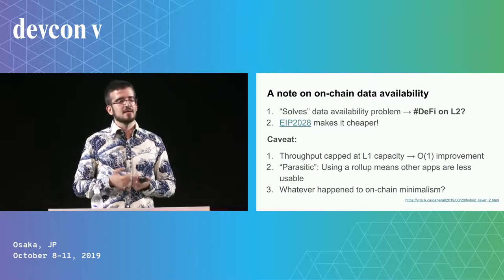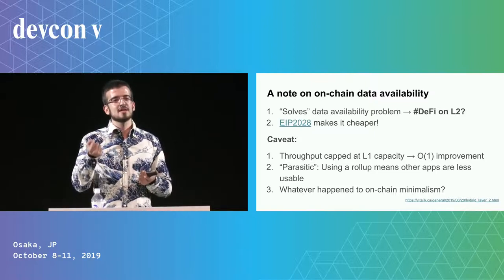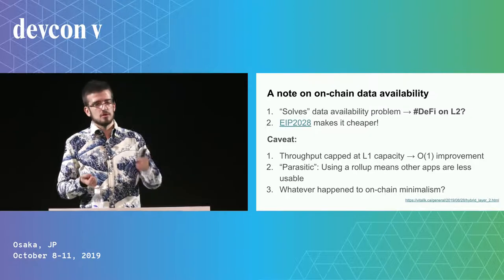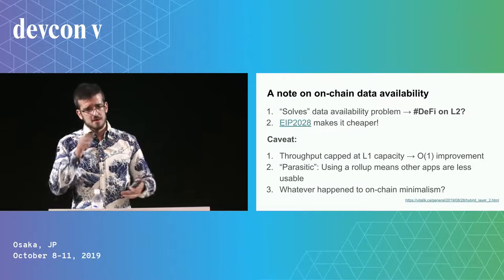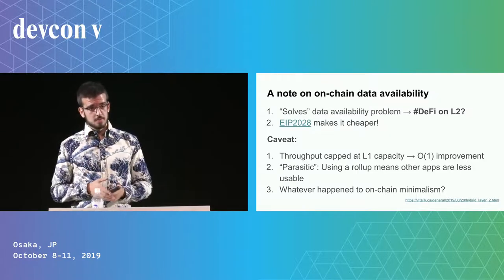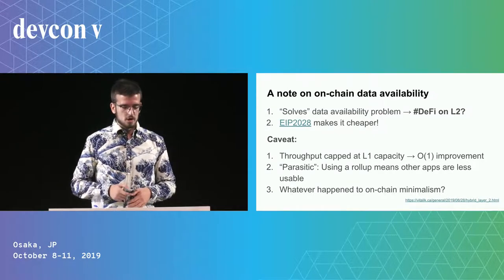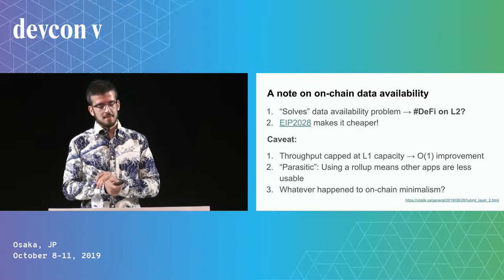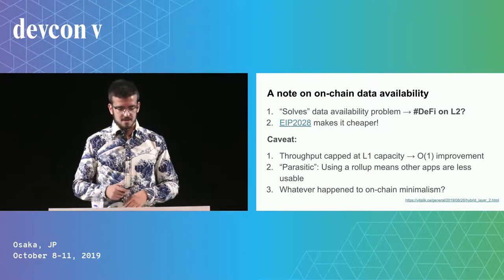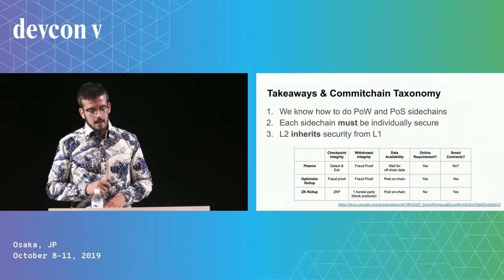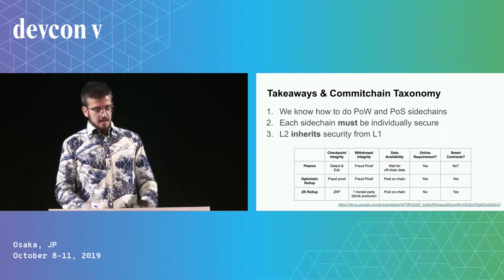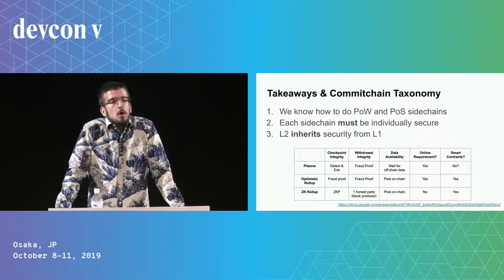By parasitic, I mean that the moment you start utilizing the chain so heavily, what about the other apps that are not on your layer two, your rollup, or whatever you call it? Are they all going to come to your rollup? I think that's too ambitious. There is a post by Vitalik recently where he elaborates on this, and he's a fan of this idea.